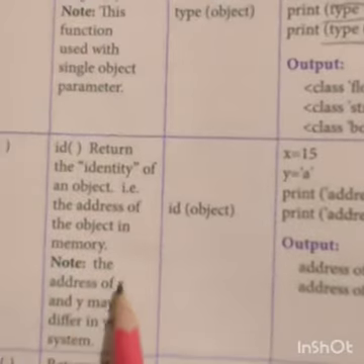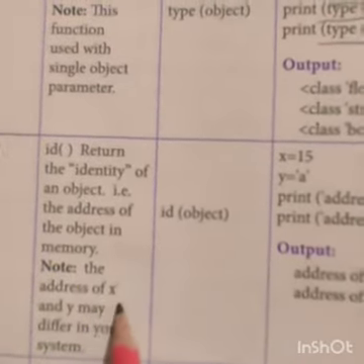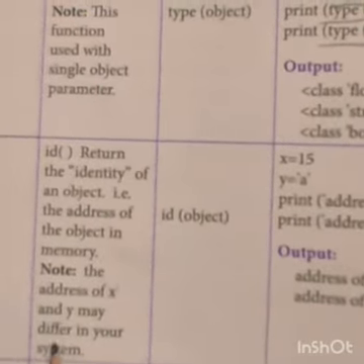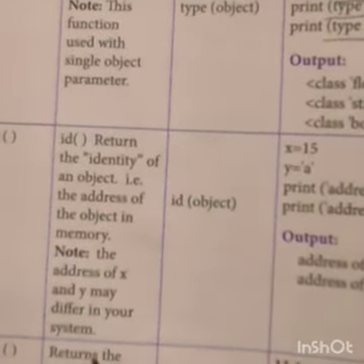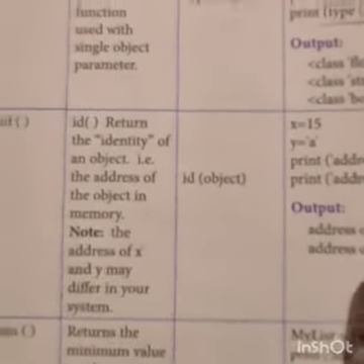Okay, see here, note the address of x and y may differ in your system. So that is very clear. Okay, so this is an address for the system. Okay, students.